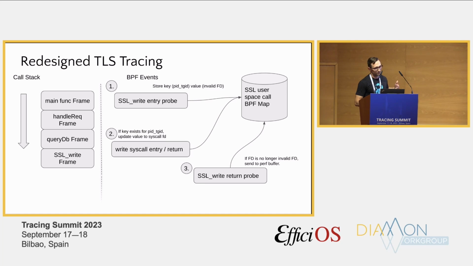And then when the SSL write frame is about to pop off the stack, our final probe will trigger. What happens here is we check that key value pair in the BPF map. If the value is no longer that sentinel value, we will send the payload to our perf buffer, where Pixie's user space component will pick up from there and do its protocol tracing. So hopefully this shows a good view of how we are working around the need for relying on those user space offsets and getting access to that stable interface that we used in the plaintext case.